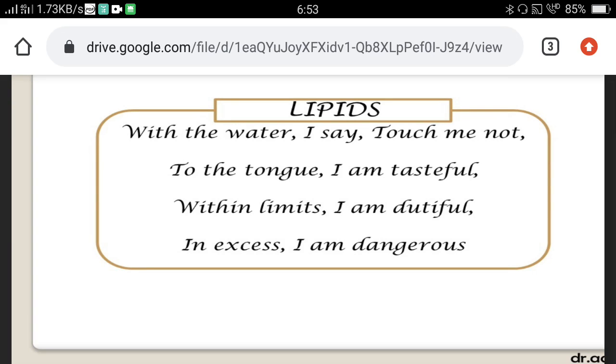Good morning, students. Today we start a new topic, that is the lipids. That is a very important biomolecule, next to carbohydrates.